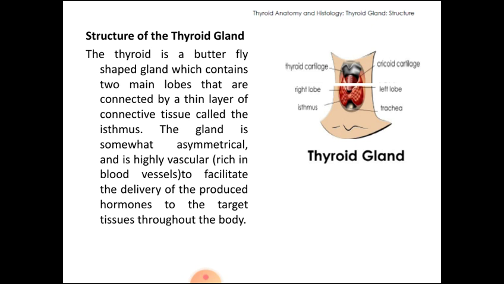Structure of the thyroid gland. The thyroid is a butterfly-shaped gland which contains two main lobes that are connected by a thin layer of connective tissue called the isthmus. The gland is somewhat asymmetrical and is highly vascular, that means rich in blood vessels, to facilitate the delivery of produced hormones to the target tissue throughout the body.